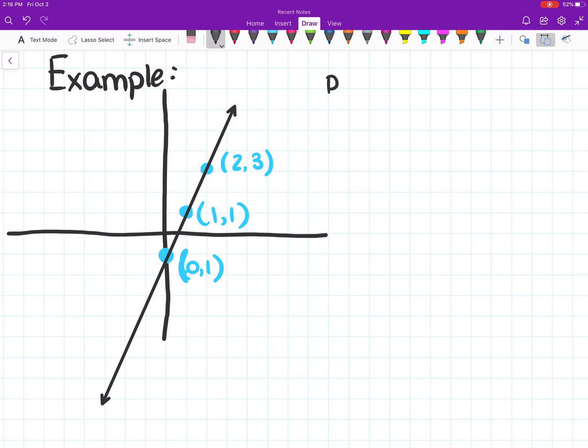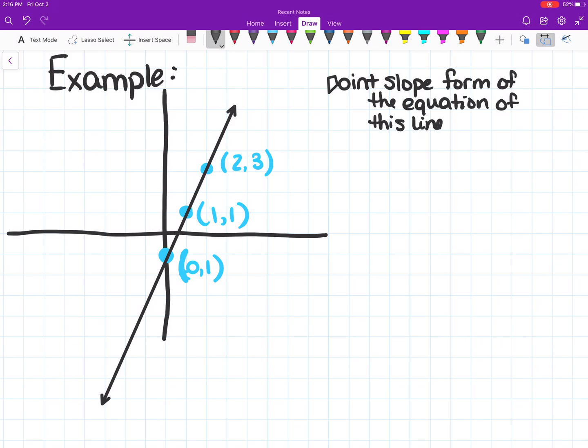All right, so I want the point slope form of the equation of this given line. Okay, remember I always told you there's a math piece and there's a picture. Well, there's the picture. Now I want the math piece. Well, what form do I want it in? You got to always ask yourself that. I want it in the point slope form.